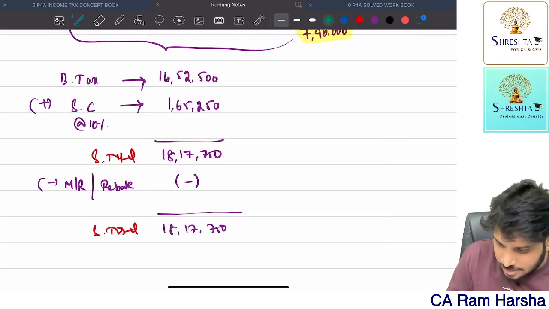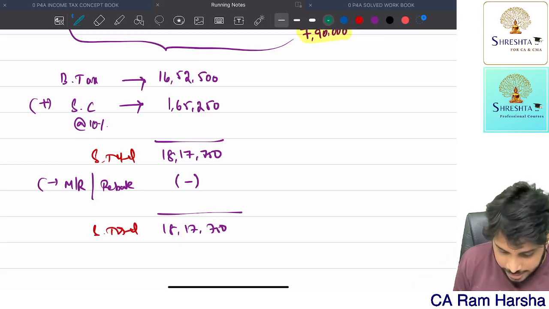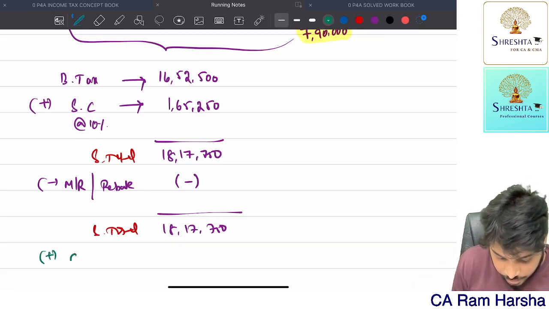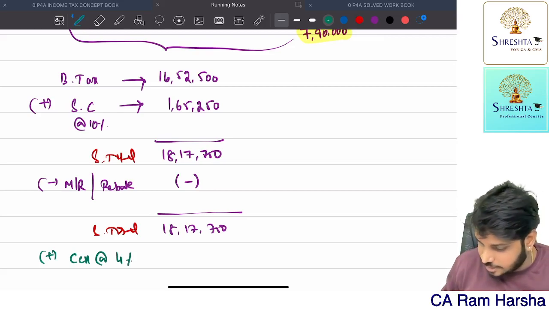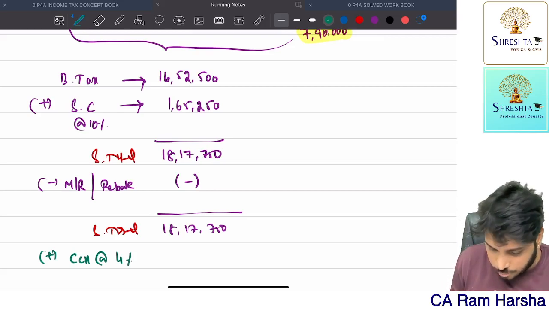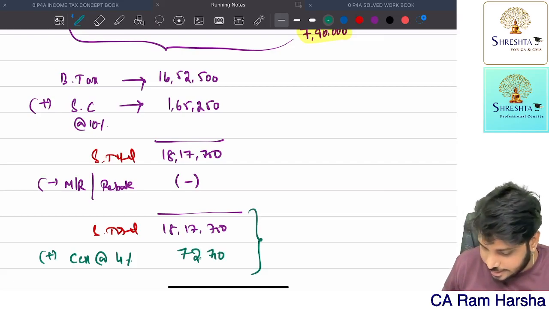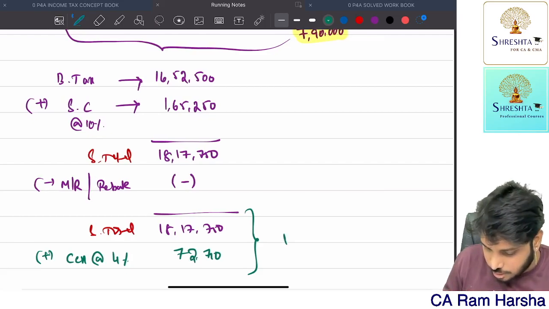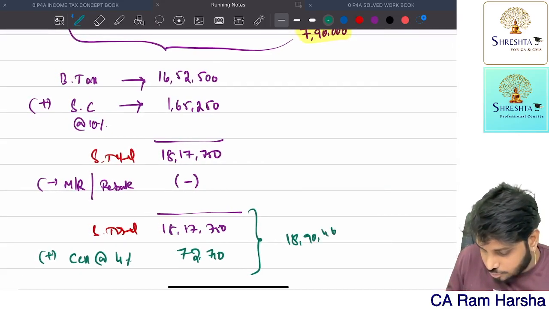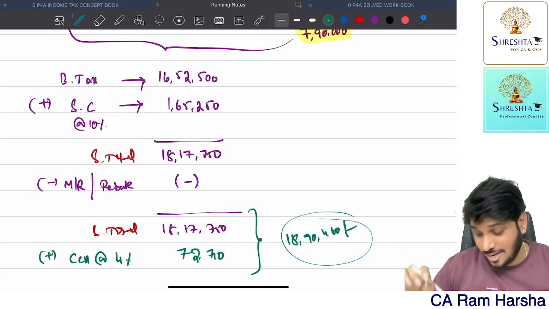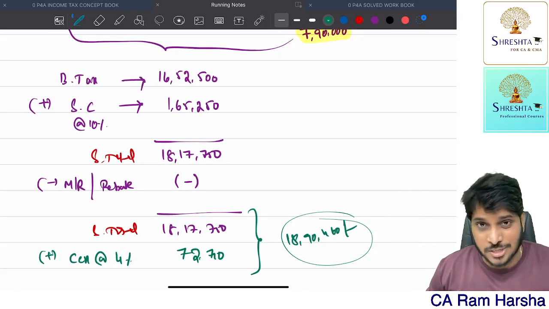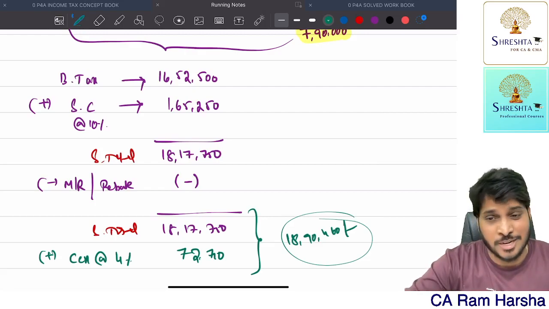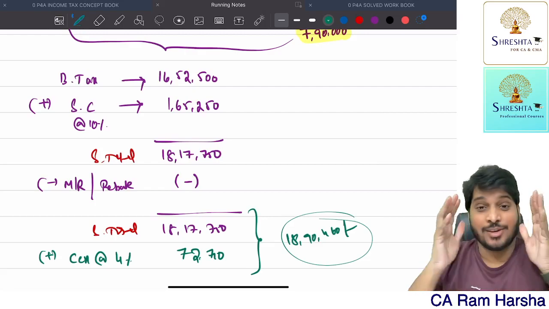Now for this, what do I need to do? I need to add cess at 4%. So 18,17,750 into 4%. How much is that? 72,710. What is the total tax? 18,17,750 plus this is equal to 18,90,460. This is his total tax payable. That's it. I hope you understood.